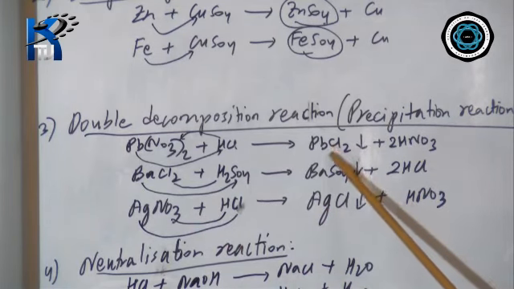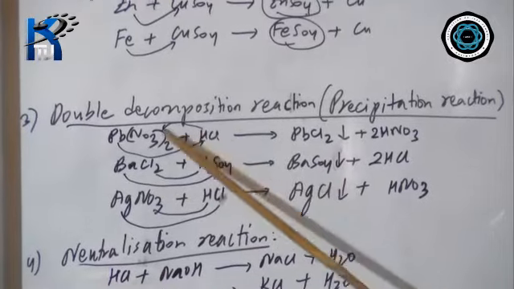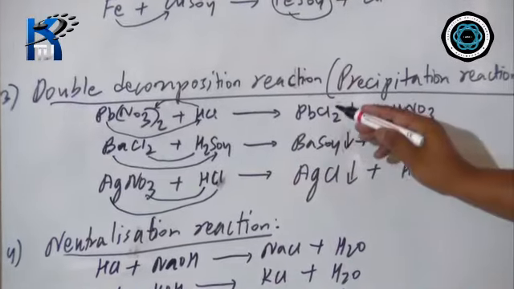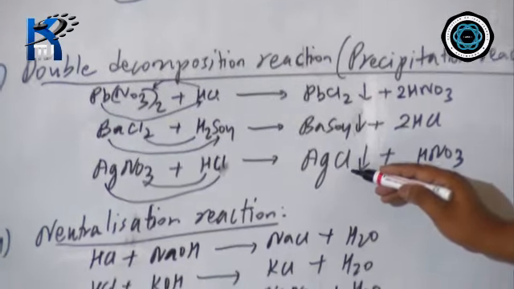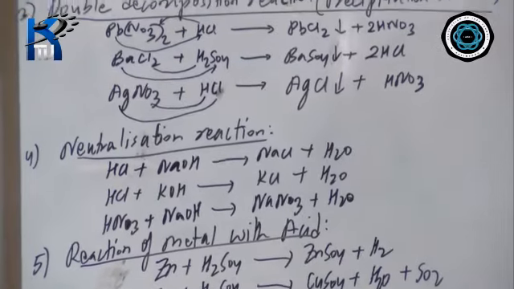So this is white PPT, this is also white PPT, this is curdy white precipitate, and all of them are double decomposition reactions, and we even call it by the name precipitation reaction because they all give a white precipitate, okay? And this is going to help you in some other chapters as a test.